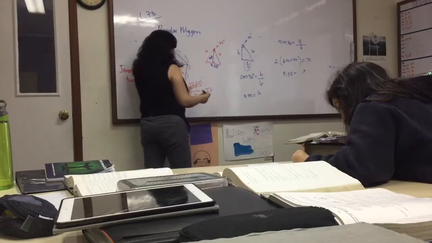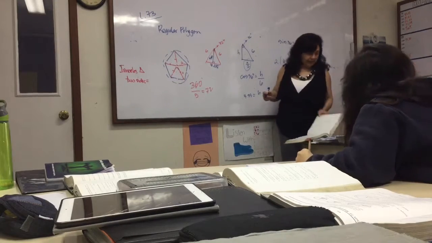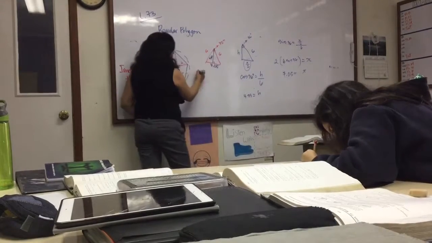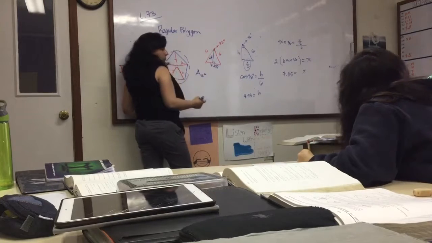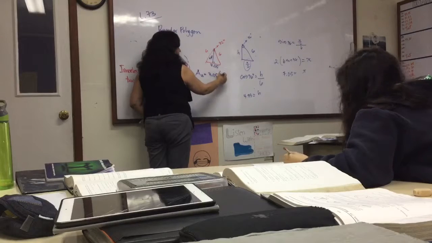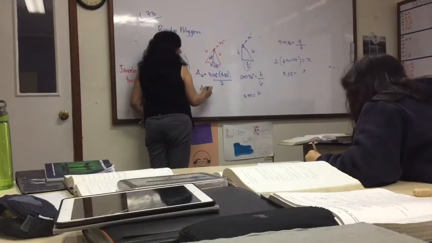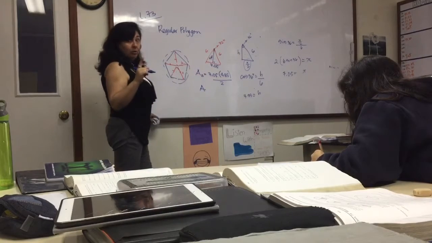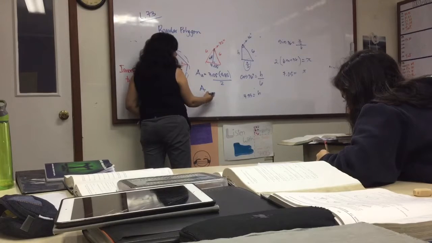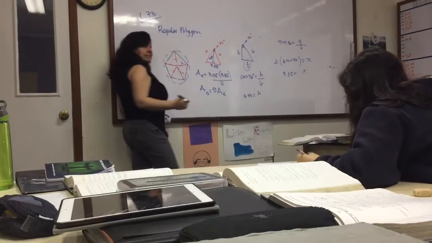So what is the area of my triangle? Base times height over 2. Base times 4.85 over 2. That's just the area of one triangle, right? And the area of my pentagon is going to be 5 times the area of my triangle. Does everybody see that? Yeah.